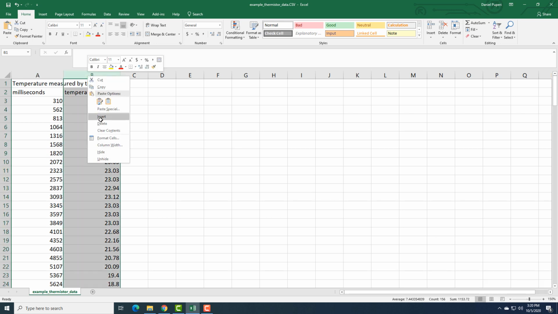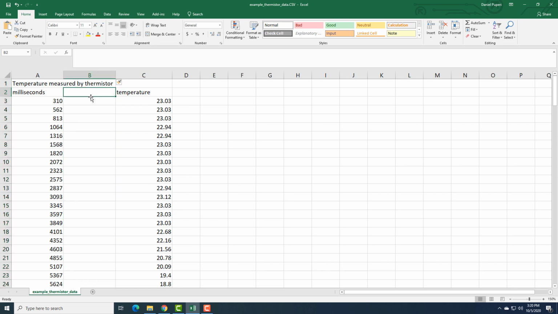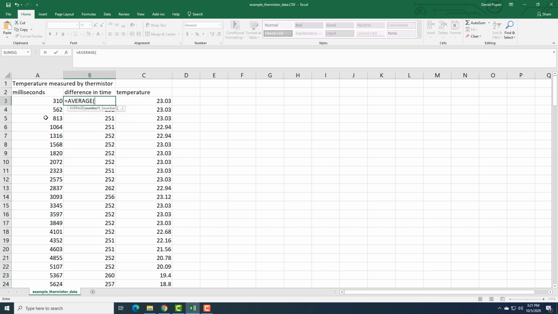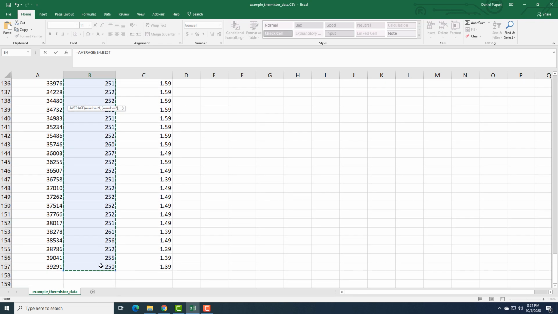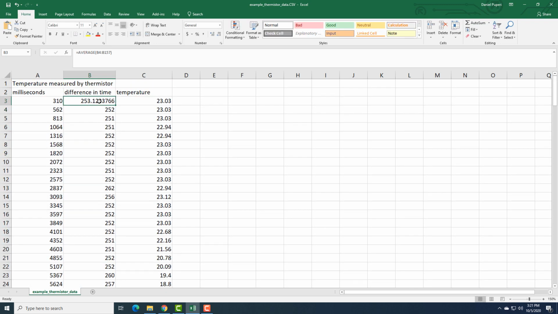I'm just going to go ahead and insert another column, and I'm going to call it difference in time. So I'm going to do equals the difference between the two. Copy it all the way down. I could even calculate an average of this whole column up here if I really wanted to, but really I can see this is in the 250 range. That is my average milliseconds between each sample. So, like I said, that's 4 samples a second. That is our sampling rate, 4 hertz.